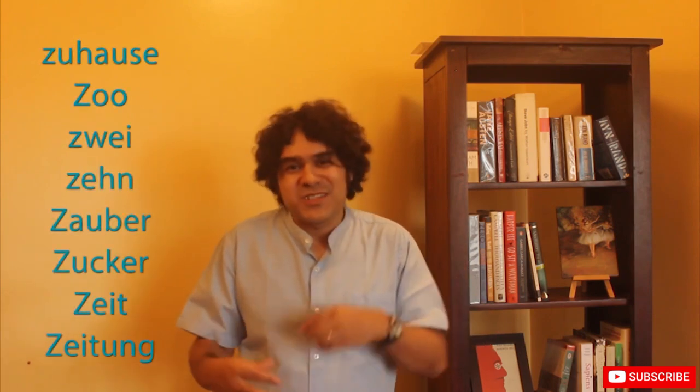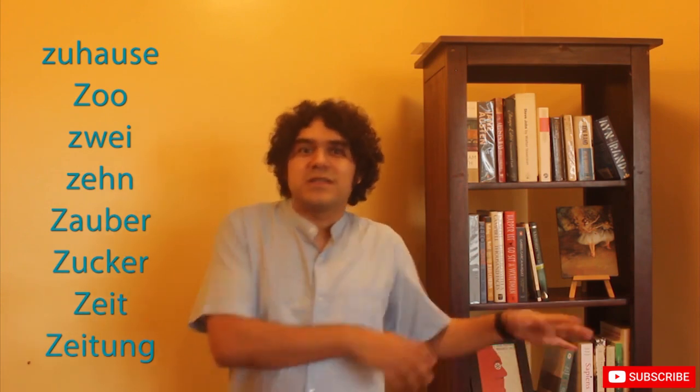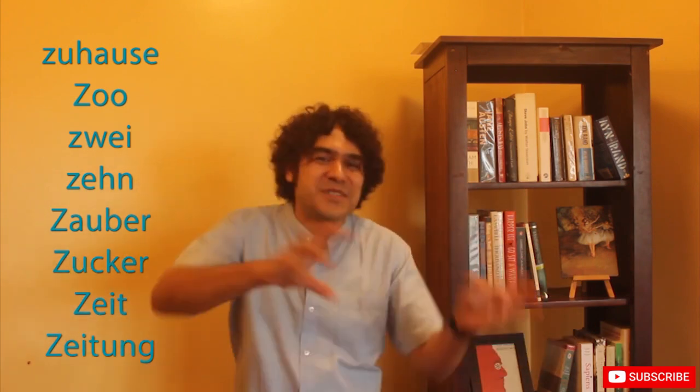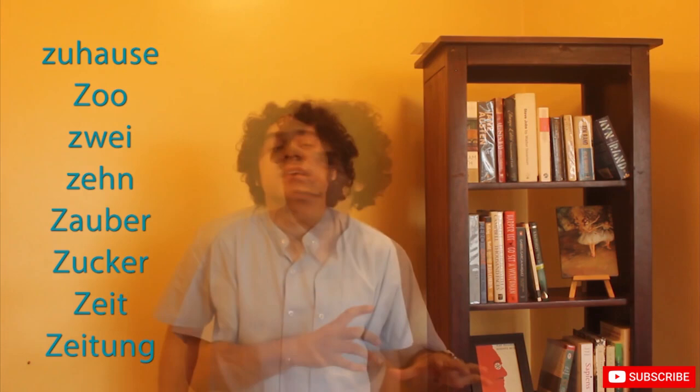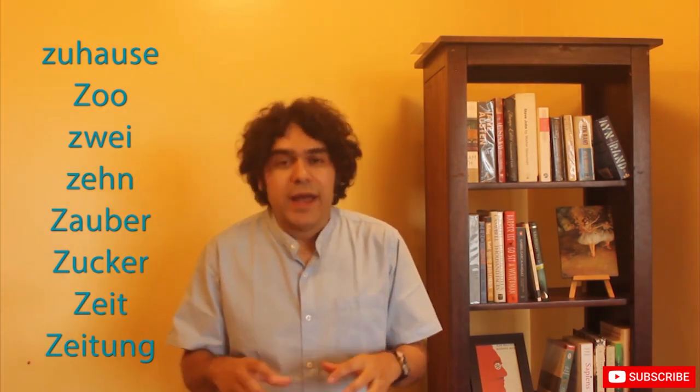So don't say zoo when it is zu, no? Zuhause, and not Zuhause, exactly opposite. So say after me, it will be Zuhause. Zuhause. So this one is going to be Zoo and not Zoo.